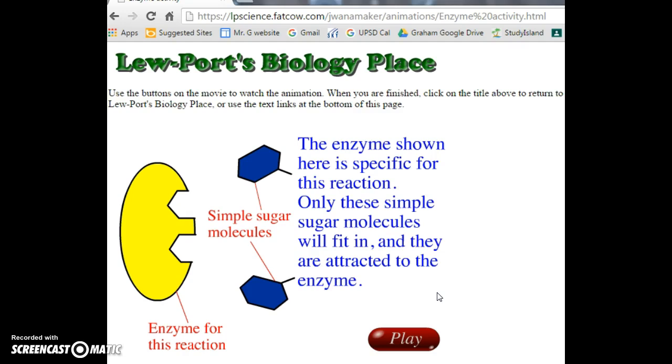Hopefully that gives you a bit of an idea of how enzymes work. It's a good animation. You could always return to this and watch this again if you go to the website that's at the top of the page.